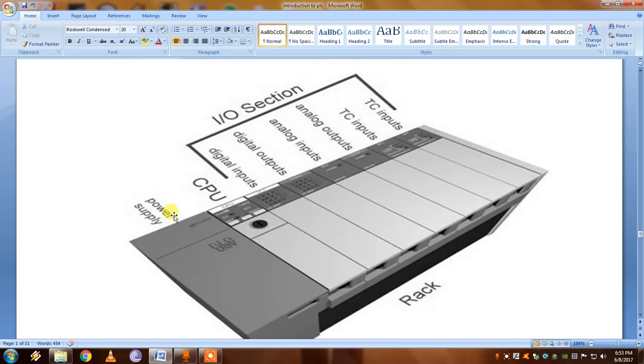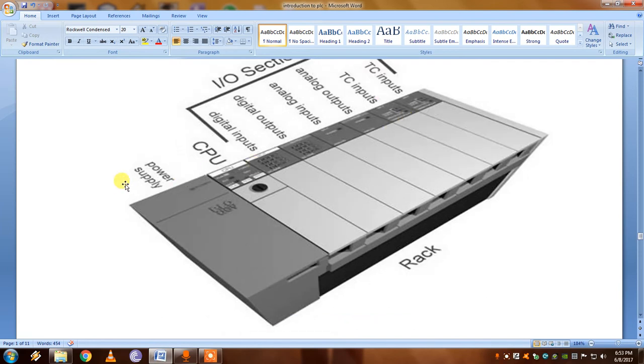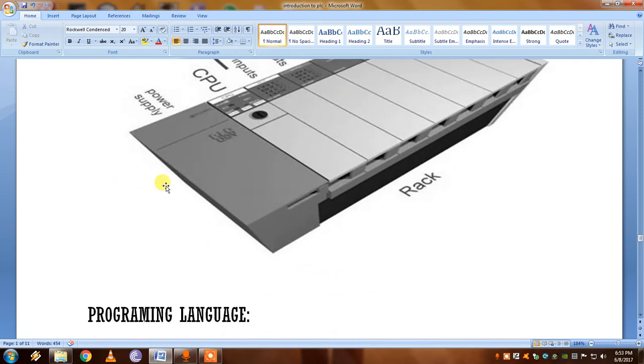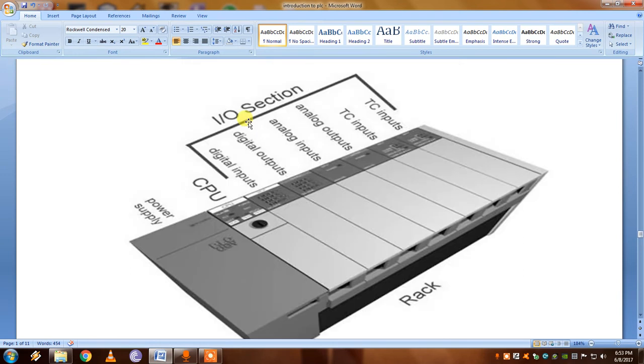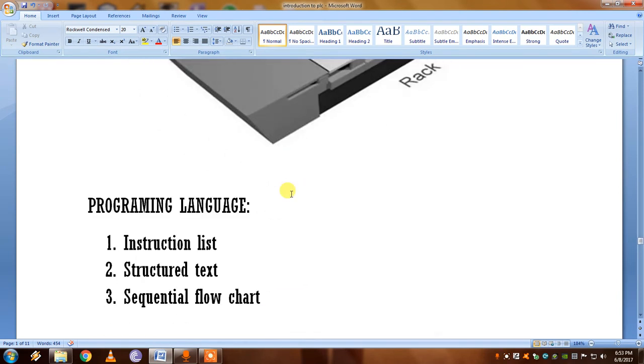The rack type comes with the power supply, CPU, then the digital inputs, digital outputs, analog input, analog output, and then all other input output modules. You can use it like this. These two are mandatory here. The power supply and CPU can't be changed in the rack type. The other modules can be changed.